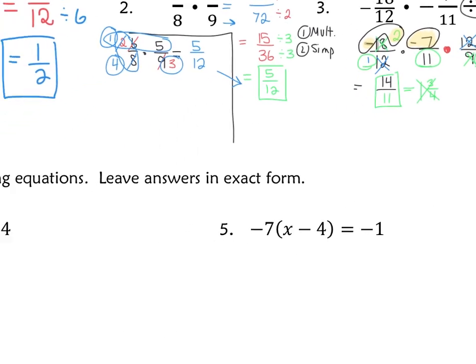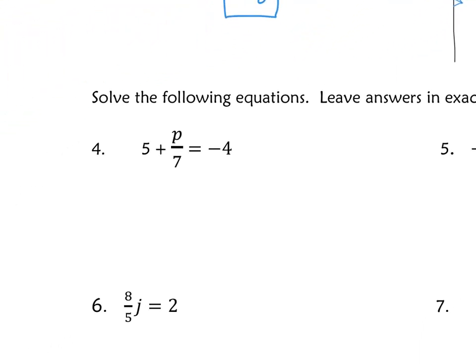Okay, so let's apply this to solving some equations like we did in class yesterday. So the first one, I have 5 plus p over 7 equals negative 4. I have to get rid of this 5 by subtracting 5 from both sides. P over 7 is going to equal negative 9. I have to undo division by doing the inverse operation. So I'm going to multiply both sides by 7. 7 times p over 7 is the same thing as 7 over 1 times p over 7. Those 7's cancel. I'm left with p equals negative 63.